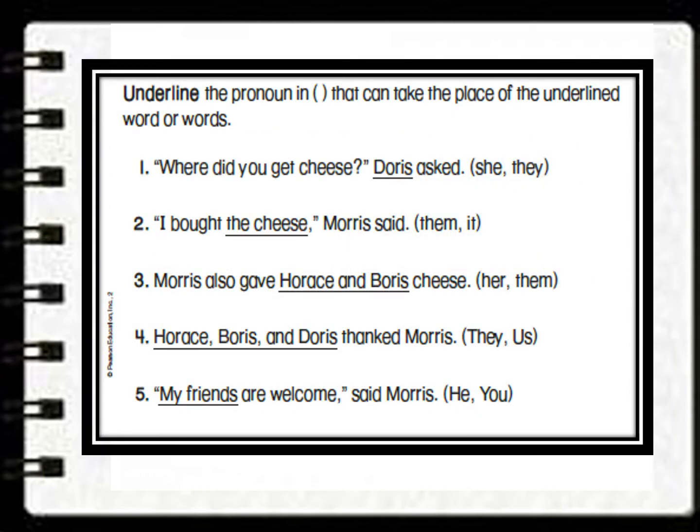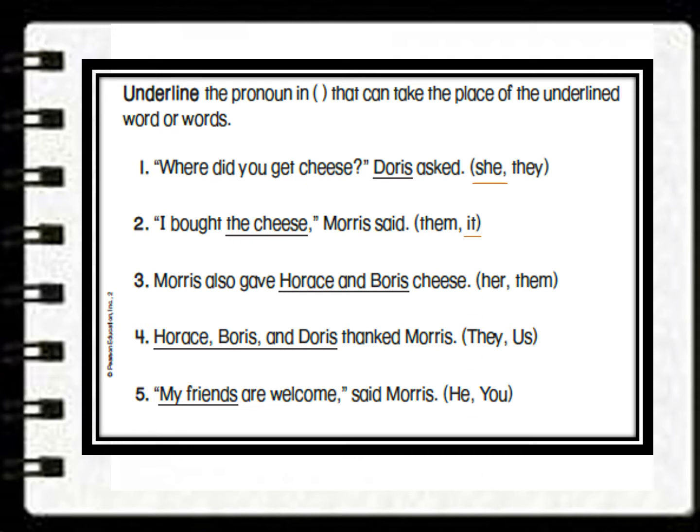Underline the pronoun in the parentheses that can take the place of the underlined word or words. Number 1. Where did you get cheese? Doris asked. Doris is the underlined word. So what pronoun are you going to use? Is it she or they? Yes, it's she because Doris is a girl. So she. Number 2. I bought the cheese. Morris said. The cheese is the underlined word. So what pronoun are you going to use?